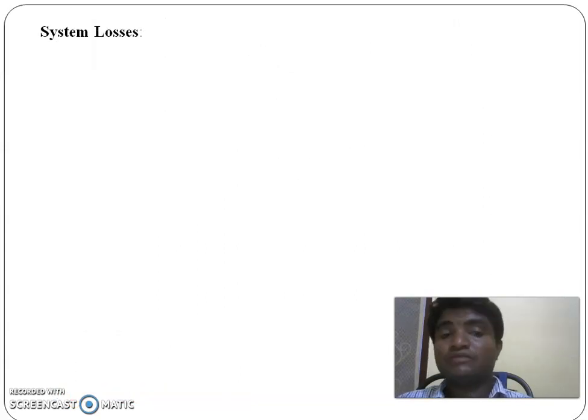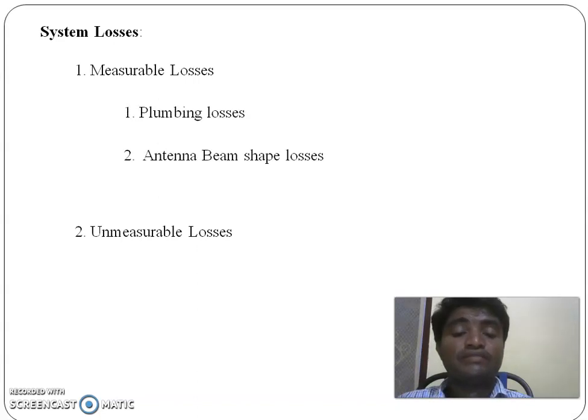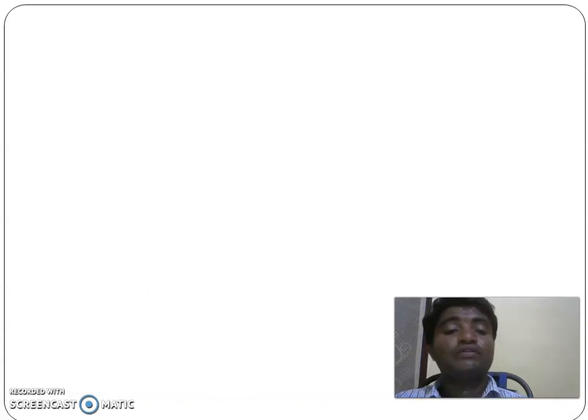These radar system losses are categorized into two types. First one is measurable losses and second one is unmeasurable losses. In measurable losses we have plumbing loss, antenna beam shape loss and collapsing loss. In unmeasurable losses we have field degradation loss, and second one is operator loss.